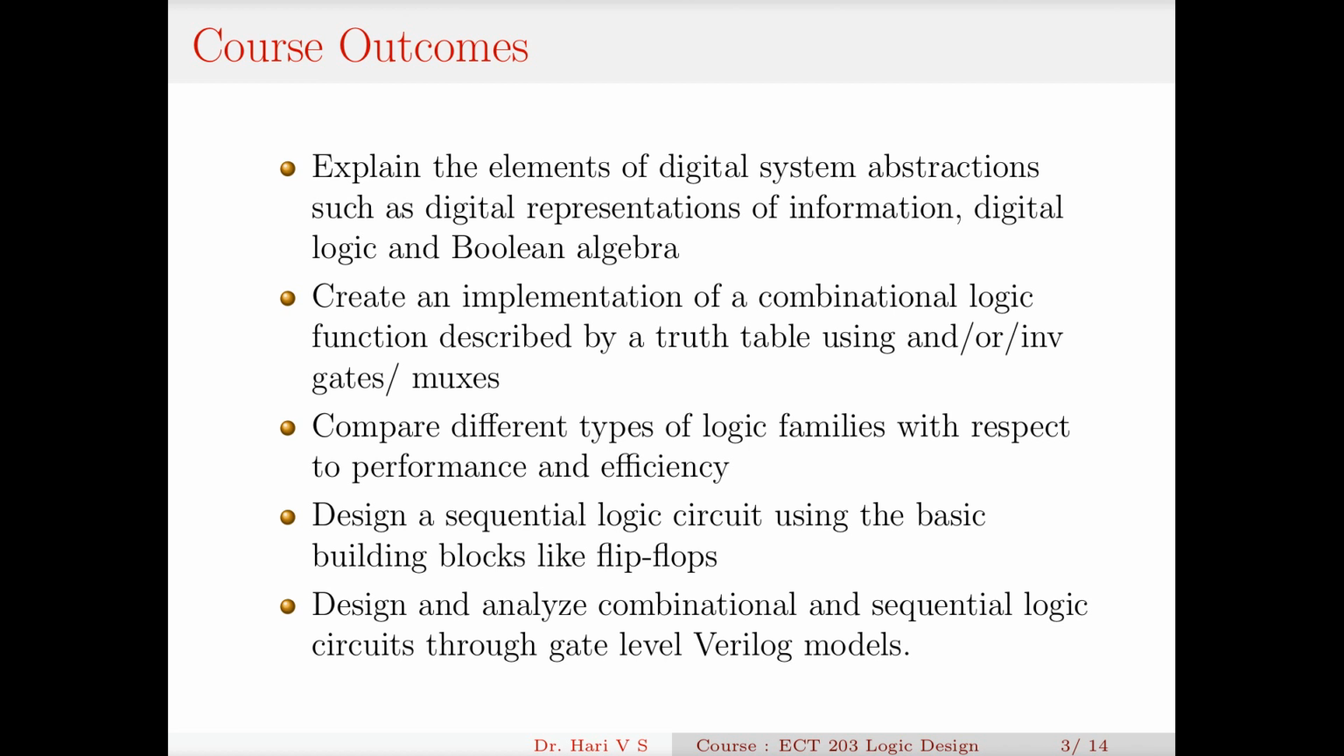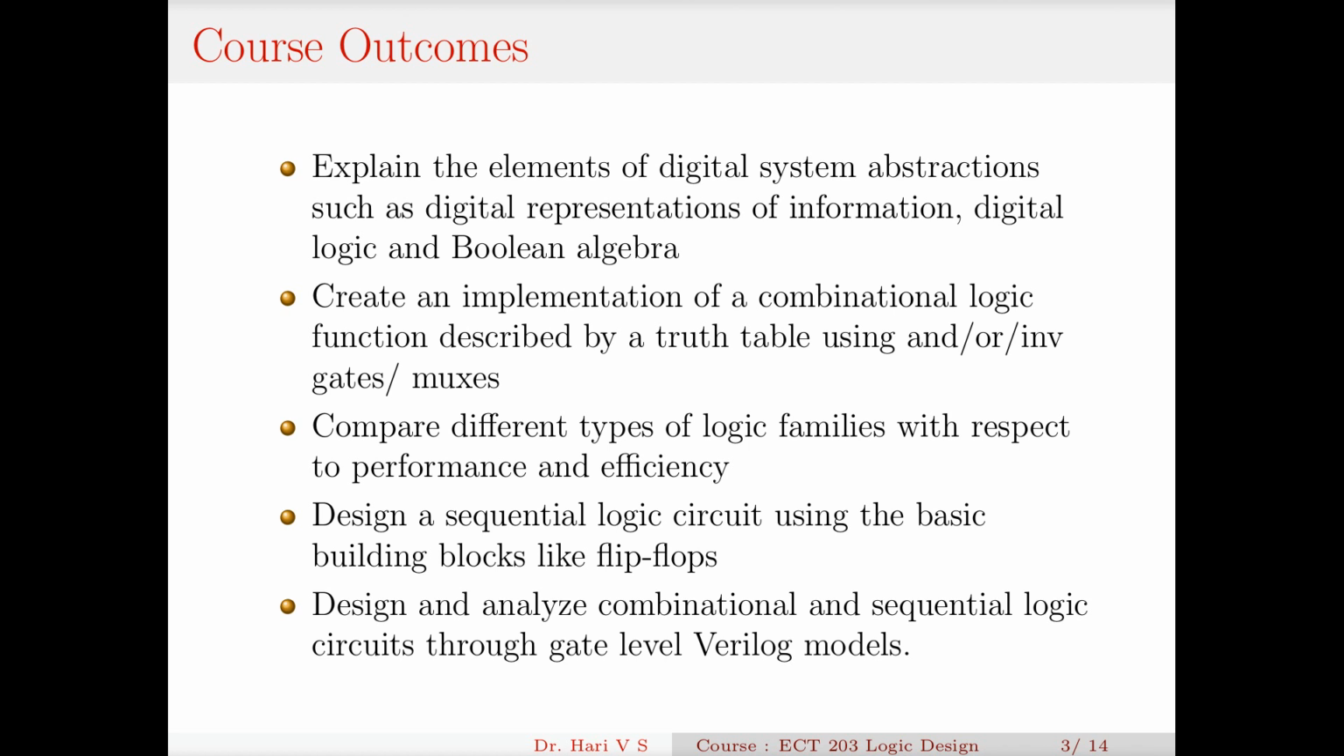Then you can create implementations of combinational logic circuits using gates or multiplexers. Then you compare the different types of logic families, like the TTL logic family and the CMOS logic family, and you can compare them. Then you will design a sequential logic circuit with basic building blocks like flip-flops. There is another kind of digital logic circuit you will learn.